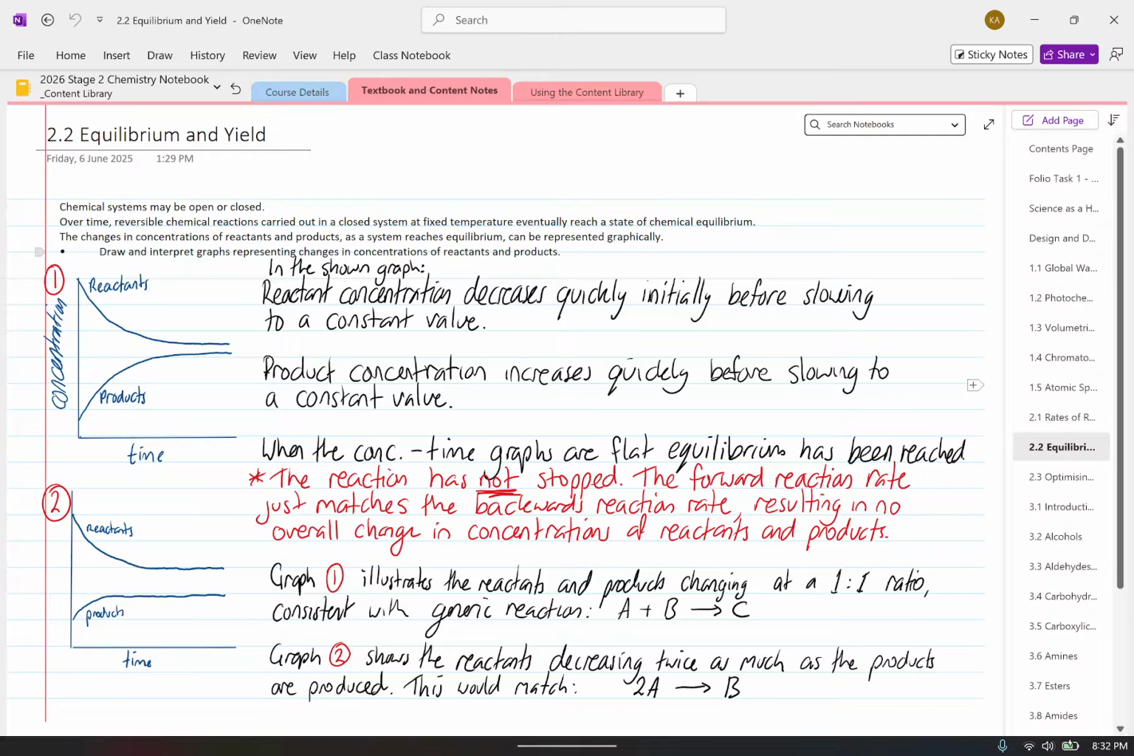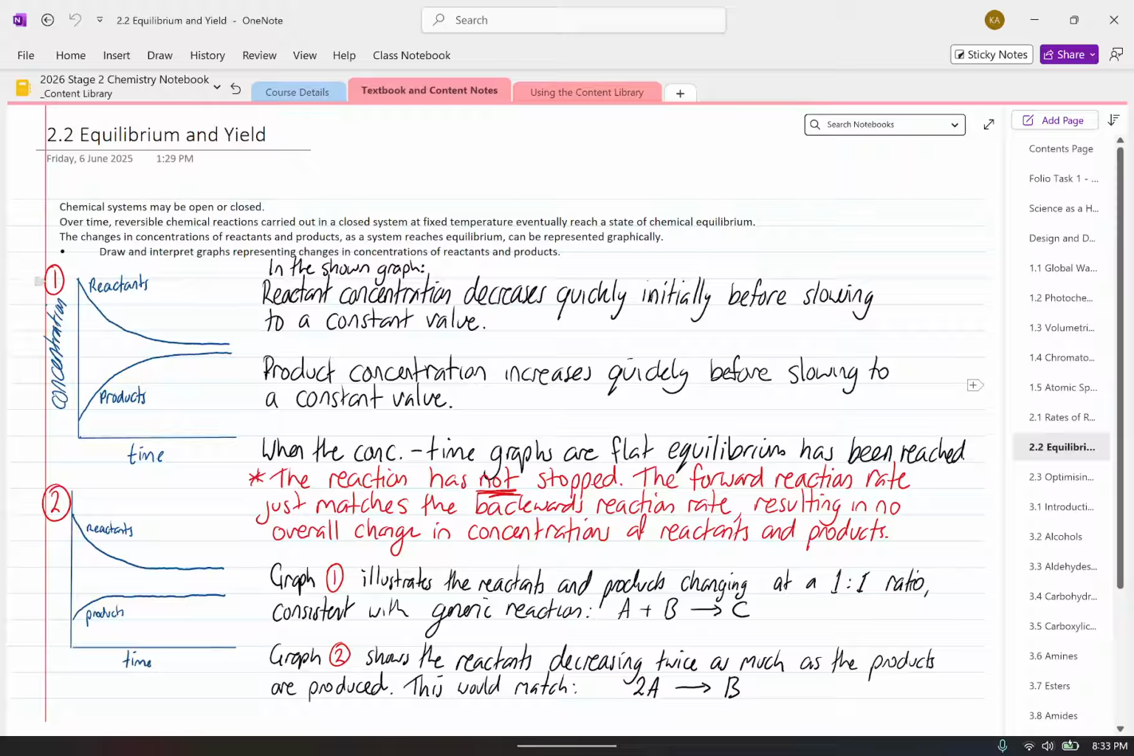Now, we've got two graphs, so number 1 and number 2. They're both illustrating slightly different things, very similar but slightly different. What we see here is a concentration over time graph. So as the time goes on, our concentration is changing of the components of our reaction. For this particular one, we see our reactants. So we start with some amount of reactants, and it is decreasing over time and eventually ending up flat. Conversely, we have products which started off as a lower amount, and it's increased until it reaches a flat point again.